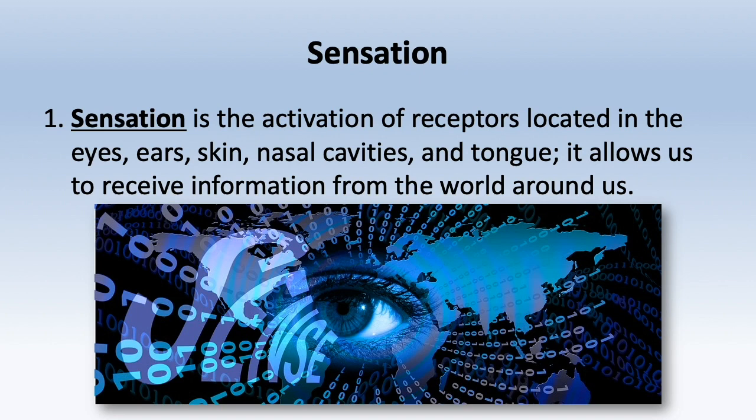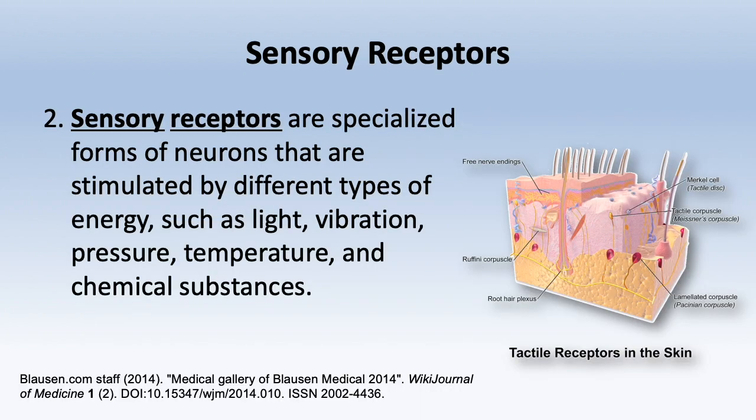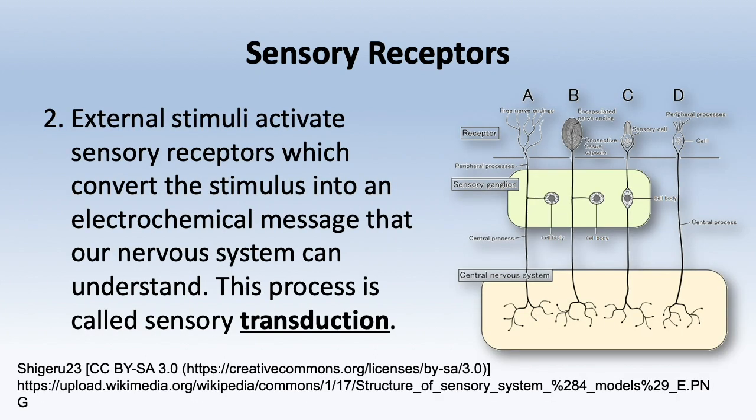First of all, we have the ability to sense our environment, and sensation is the activation of receptors located in the eyes, ears, skin, nasal cavities, and tongue, and it allows us to receive information from the world around us. Sensory receptors are specialized forms of neurons that are stimulated by different types of energy, such as light, vibration, pressure, temperature, and chemical substances. So this diagram has tactile sensors in the skin.